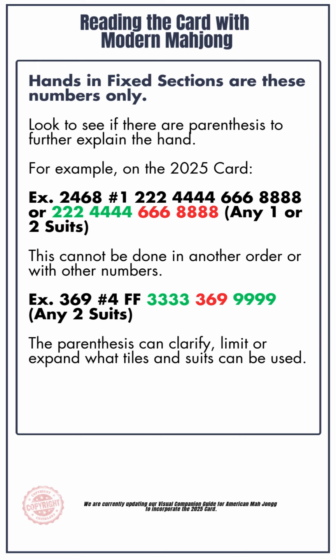Let's take another example. 369 number 4. Here we have a pair of flowers, a kong, which is 4 threes. Then in the middle, we have a single 369. And then we have a kong of nines, and that has to match the suit of the kong of threes. The parentheses here say any two suits. It could clarify, limit, or expand what tiles and suits can be used, but you can't use 2, 4, 6, 8 for this. You can't use 9 and 3, 3, 3, and then 9. The middle three single tiles have to be a 3, a 6, and a 9.